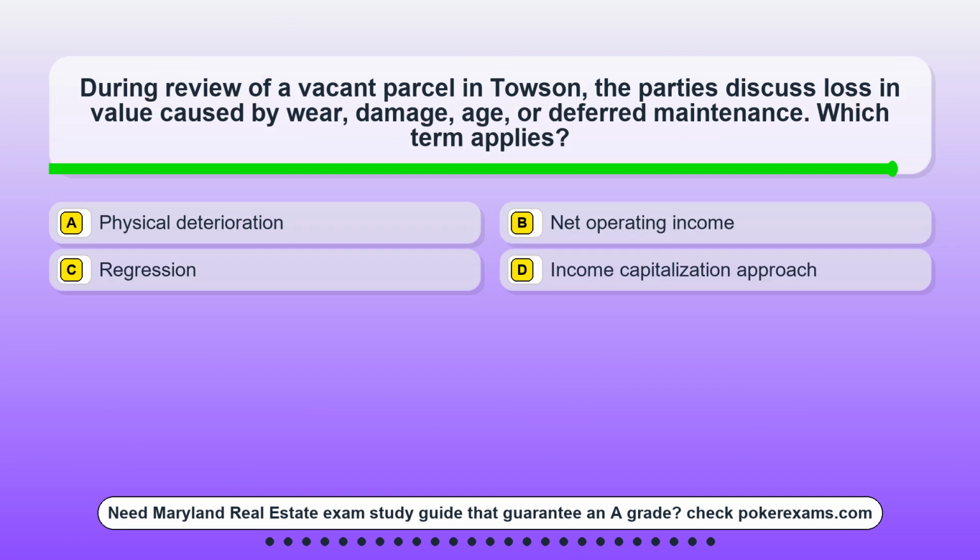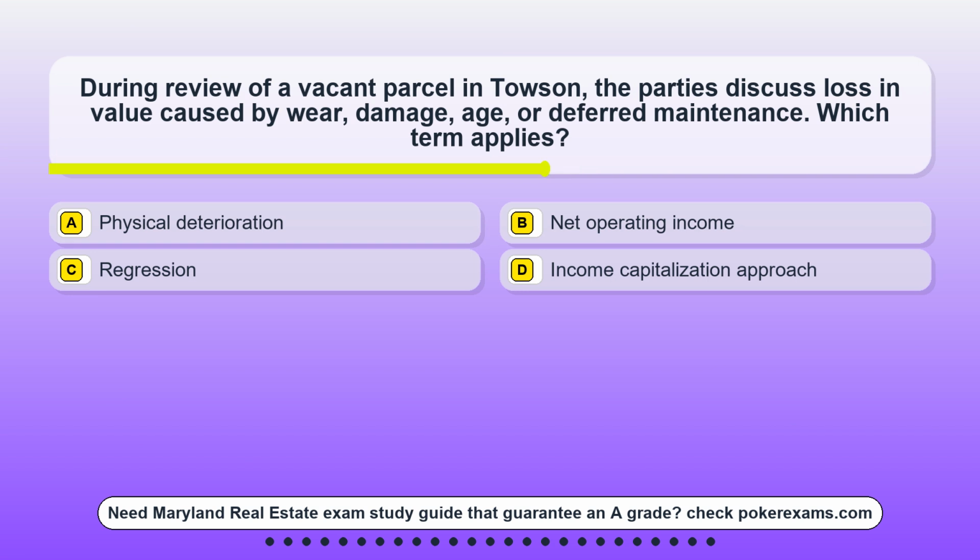Question 15. During review of a vacant parcel in Towson, the parties discuss loss in value caused by wear, damage, age, or deferred maintenance. Which term applies? Option A, physical deterioration. Option B, net operating income. Option C, regression. Option D, income capitalization approach.